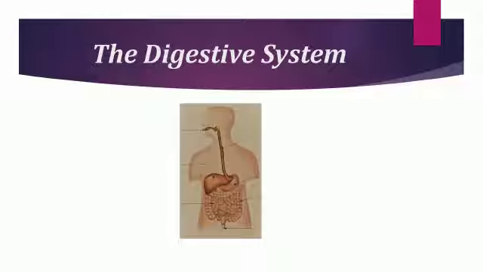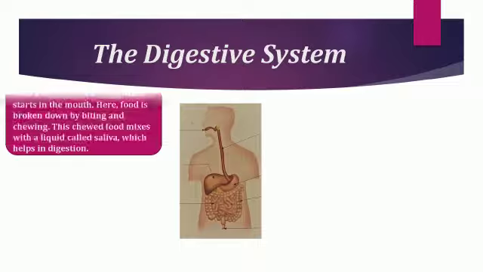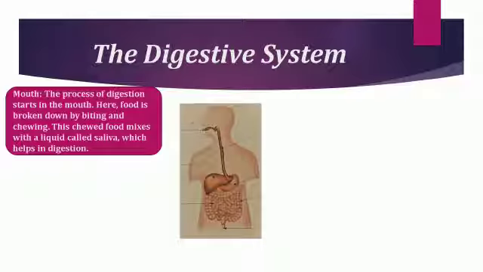See children, this is the diagram of digestive system. Our first point is mouth. The process of digestion starts in the mouth. Here food is broken down by biting and chewing. This chewed food mixes with a liquid called saliva, which helps in digestion.